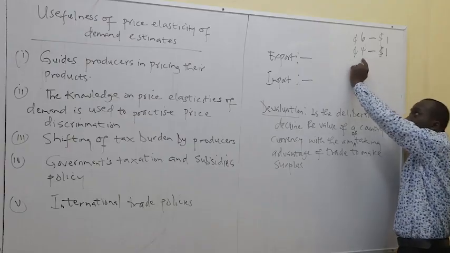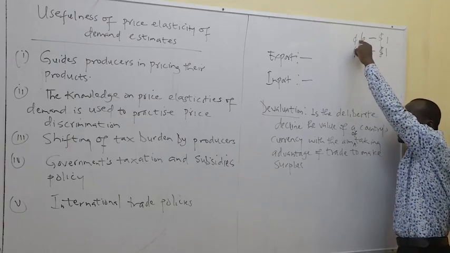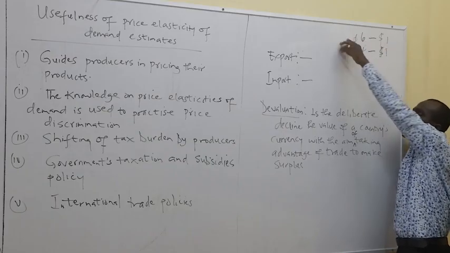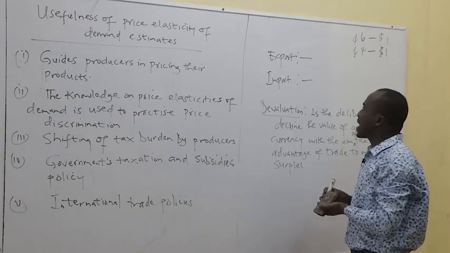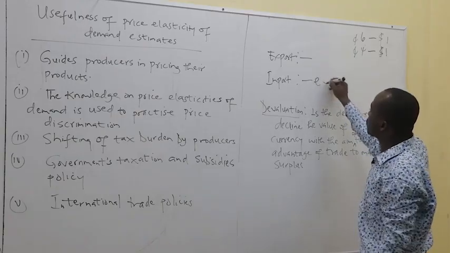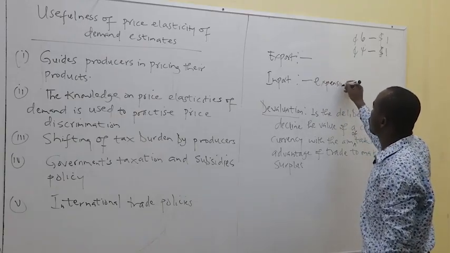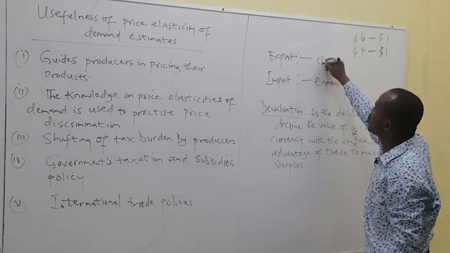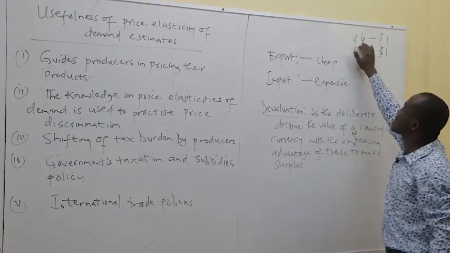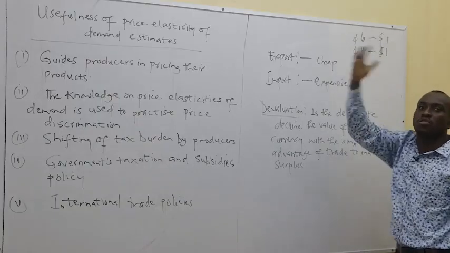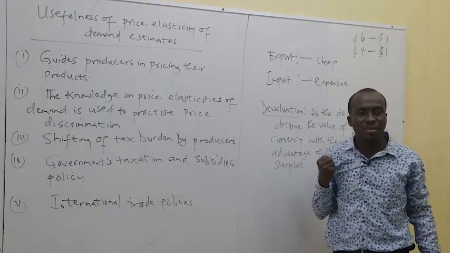First, you're using 4 cedis to get $1. Now you're using 6 cedis to get the same dollar. So that means your currency has devalued. When your currency devalues, it makes imports expensive, because people need more cedis to get the same amount of dollars to import. So when they import, they become very expensive.